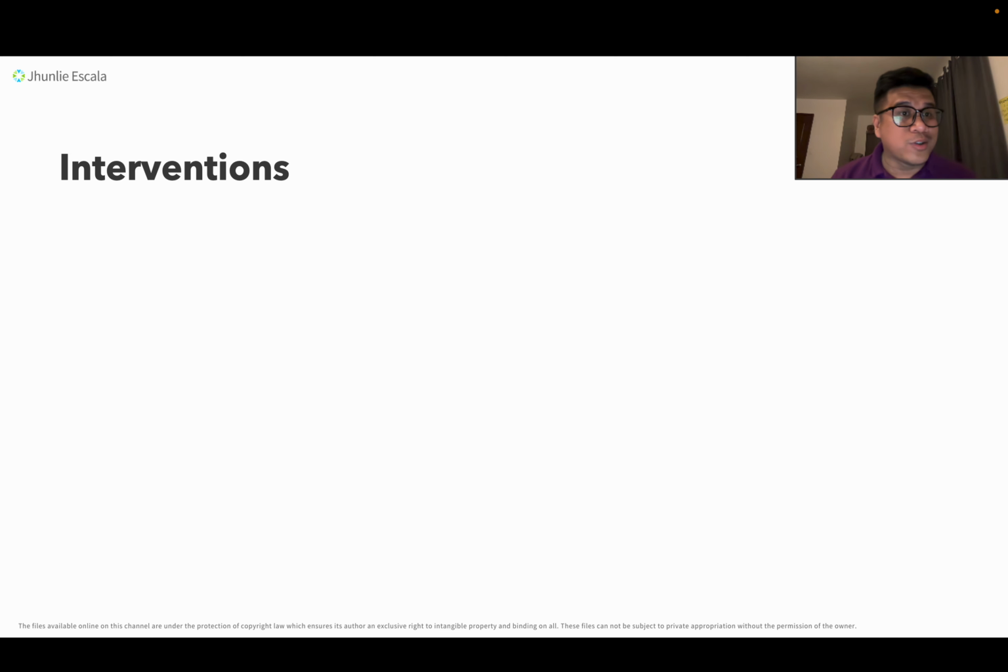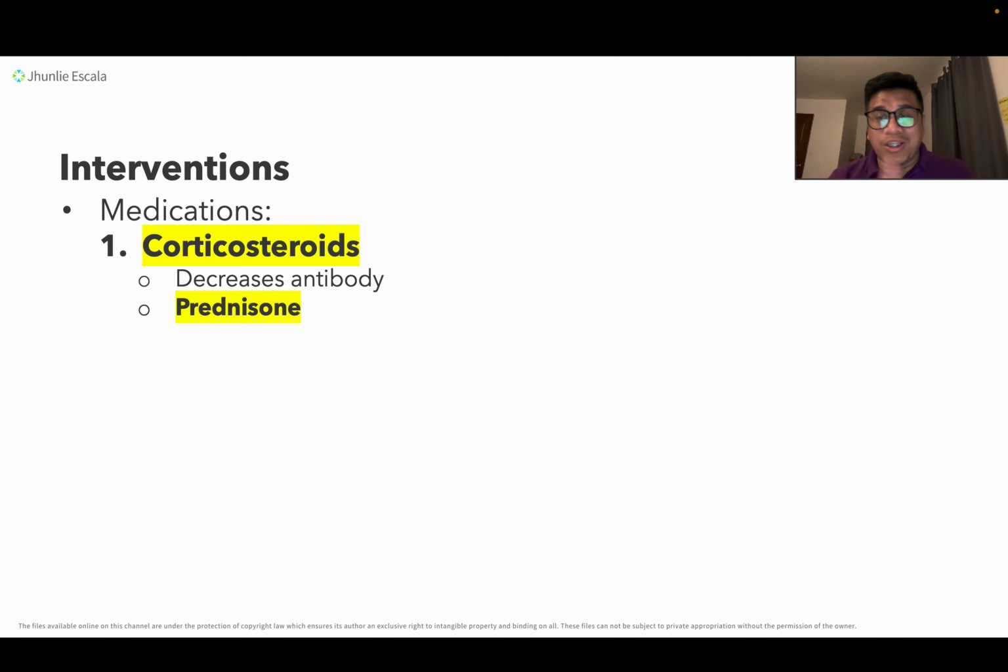Okay, interventions. Ano nga bang ginagawa natin sa pasyente, kapatid, na mayroong myasthenia gravis? So, okay, let's talk about this one here. So, first is we give our medications. What medications, kapatid, ang ginagamit natin? We give corticosteroids, okay, which decrease the antibody. Again, alam natin ang corticosteroids, kapatid, nagpapababa yan ng ating immune system. So, it decreases the antibody. So, example of a drug given sa classification ng corticosteroids is your prednisone.